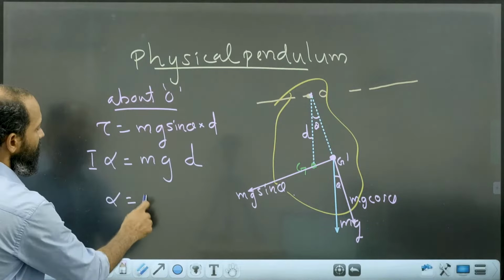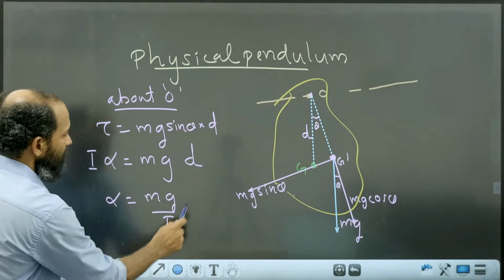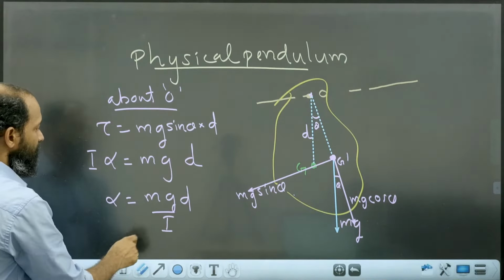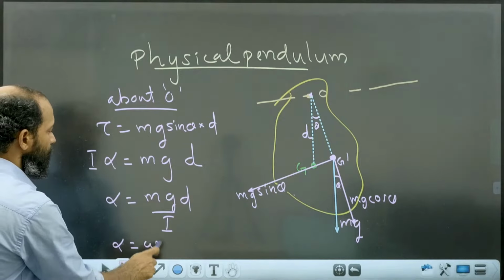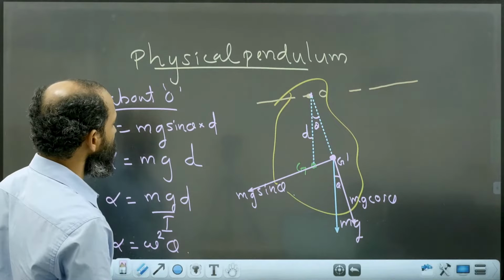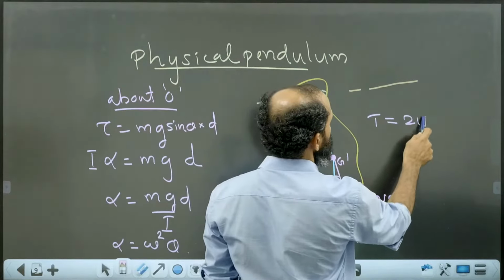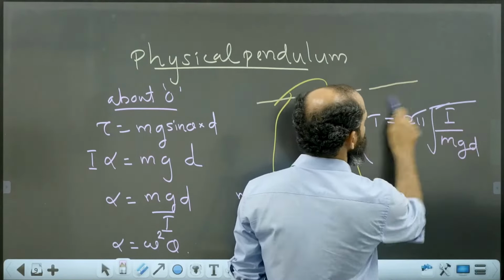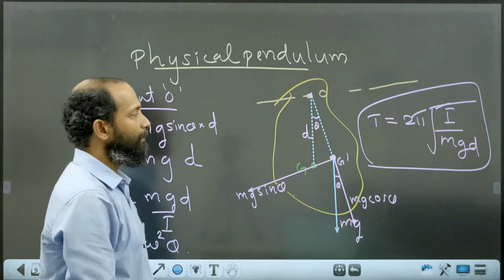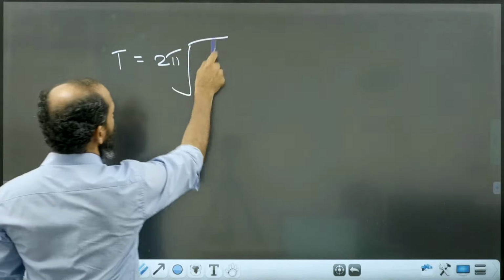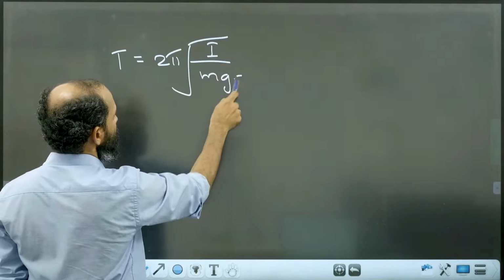That is, alpha equals mgd by I. Now alpha can be written as omega square theta. So omega is root of mgd by I. Then time period is 2 pi root of I divided by mgd. This is the formula for the time period of a physical pendulum. Writing that formula once again, 2 pi root of I divided by mgd.